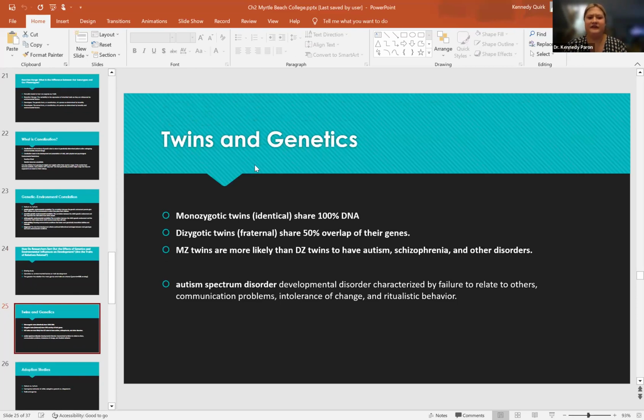There's also some studies on twins and genetics. So first we're going to talk about monozygotic twins. This is identical. They share 100% of DNA, where dizygotic twins are fraternal and they share 50% of genes that overlap. So the monozygotic twins are more likely than dizygotic twins to actually have autism, schizophrenia, and other disorders as opposed to their dizygotic twin counterparts.